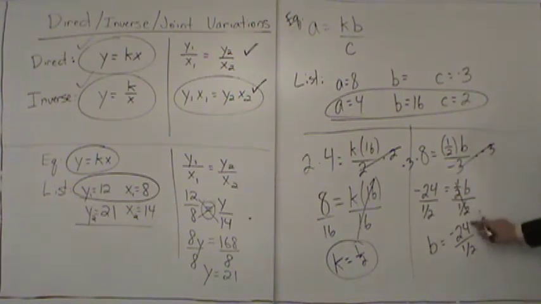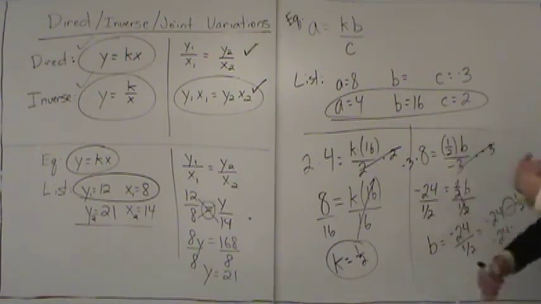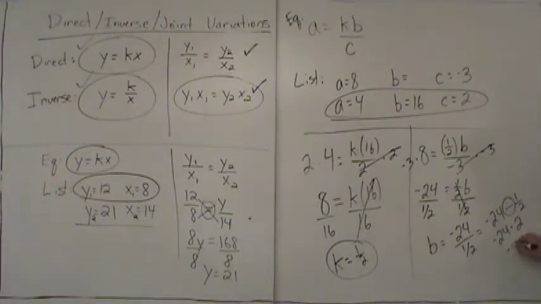Let me do that again. So we have negative 24 divided by a half. This is the old school way of writing it. Division changes to what? Multiplication. So we get negative 24 multiplied by what? What happens to the 1 half? It flips. So we get 2. Negative 24 times 2 is what? Negative 48. So what is B equal to? B is equal to negative 48.